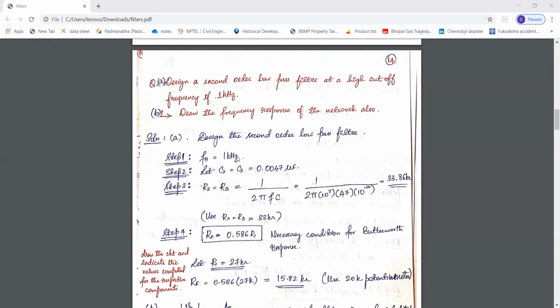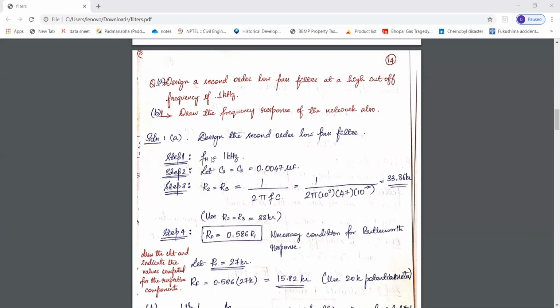Since they've already given FH equal to 1 kilohertz, we'll write the same: FH is equal to 1 kilohertz. Next, step 2, we are going to assume the value of the capacitors C2 and C3 as equal to 0.0047 microfarad. It should be less than or equal to 1 microfarad. We have assumed this as equal to 0.0047 microfarad.